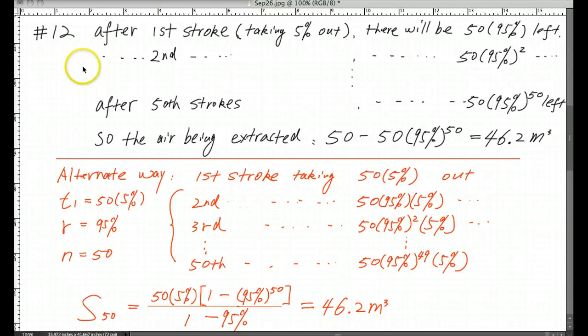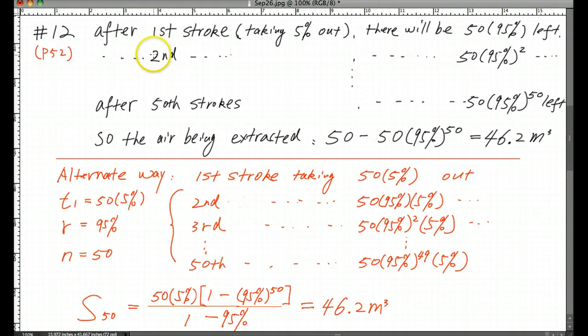So here we look at one question, number 12. It's on page 52. So the question says, each stroke of a vacuum pump extracts 5% of the air in a 50 cubic meter tank. How much air is removed after 50 strokes?